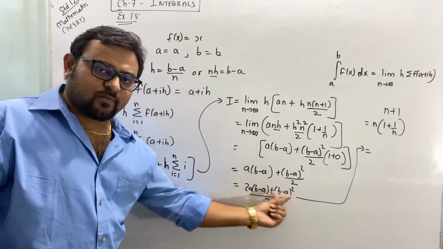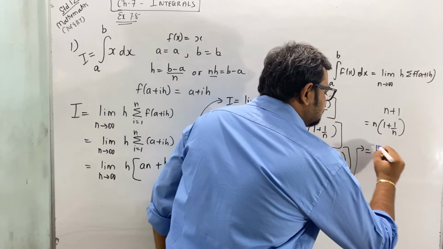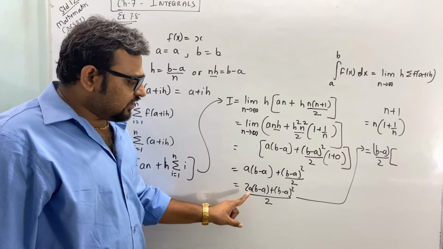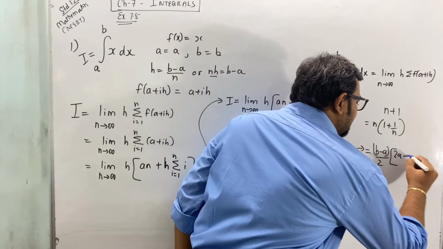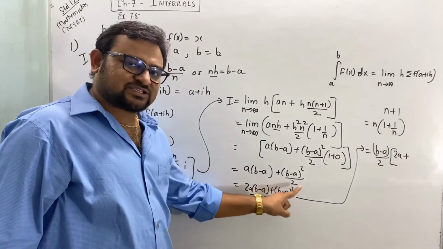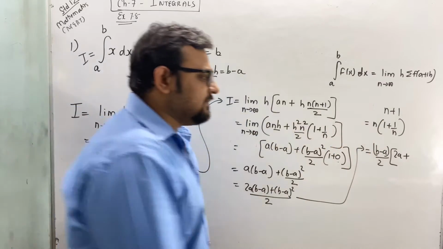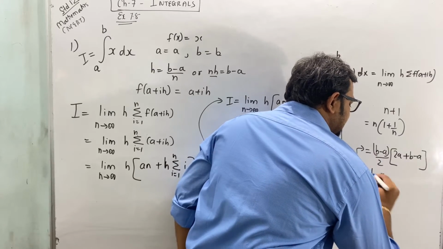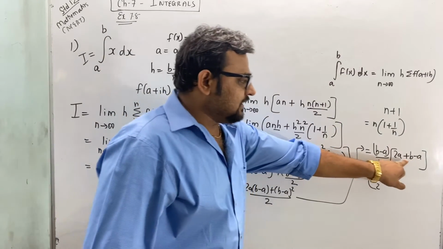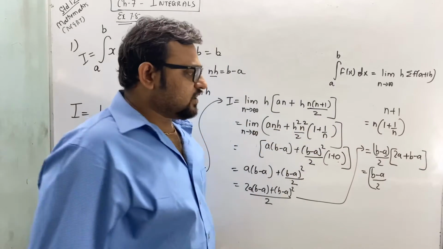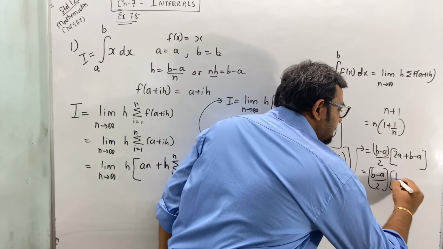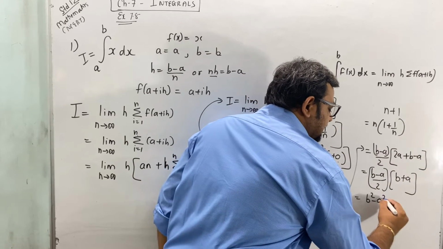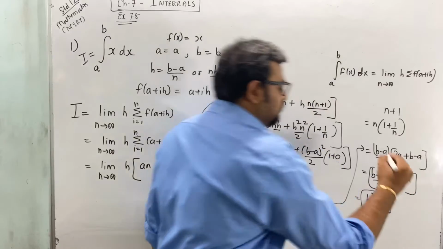Okay, b minus a is common in both, upon 2. This 2 I have taken common. So here will be 2a plus b minus a, since we have taken one b minus a common. So b minus a by 2, b plus 2a minus a, so this will be equal to b plus a. So b minus a into b plus a by 2, that is b square minus a square by 2.